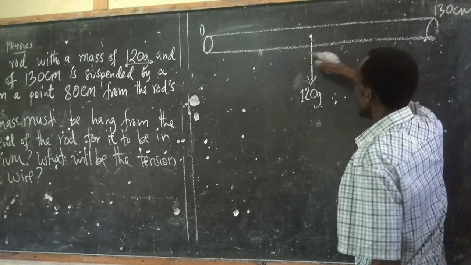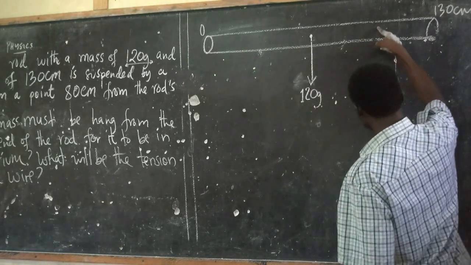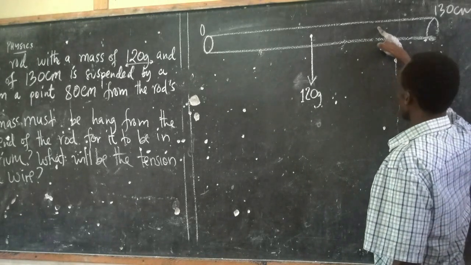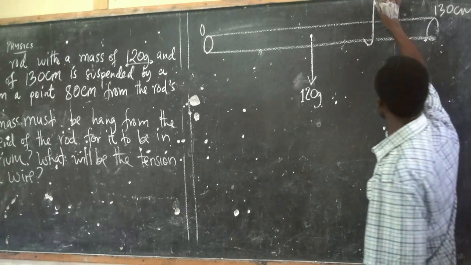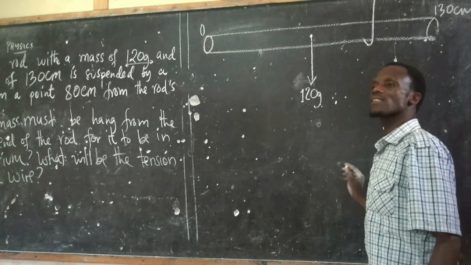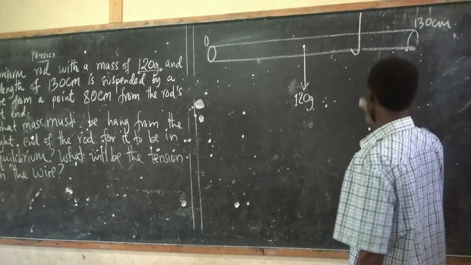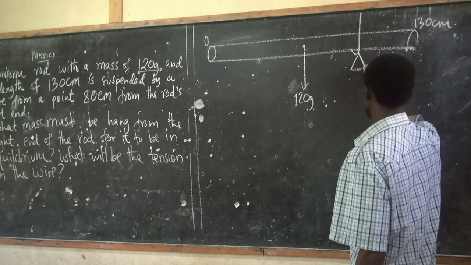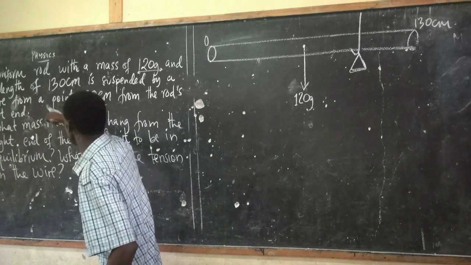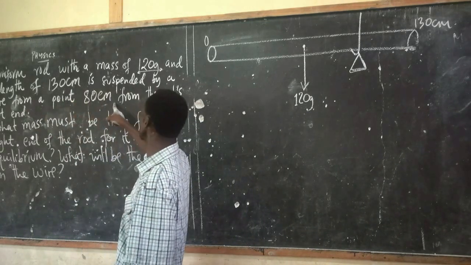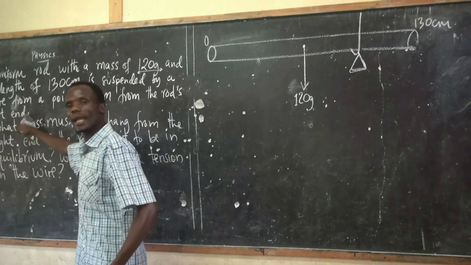This is a wire. Let's imagine from here up to here is 80 centimeter. Now, it is suspended by the wire. Now, this wire acts as an axis of rotation, or it acts as a pivot. It's suspended by a wire from a point 80 centimeter from the load's left end.